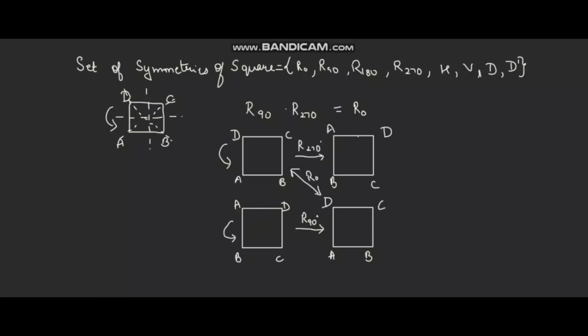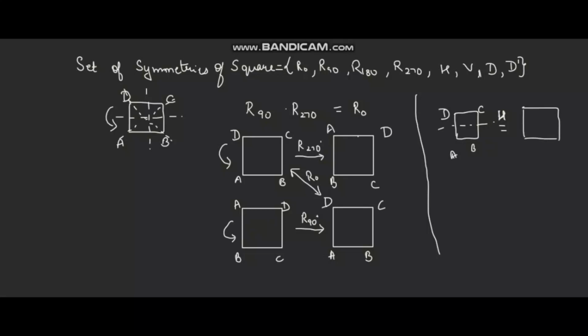Right? Similarly, if you consider, suppose this is the square A, B, C, D, and you are flipping it about the horizontal axis, that is, you are applying the operation H. So what do you get?